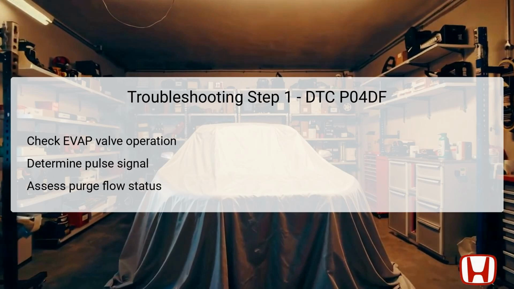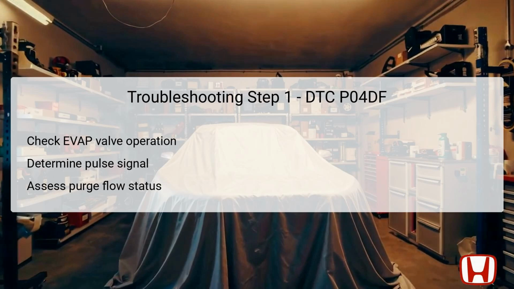The first troubleshooting step for a P04DF code involves checking the operation of the EVAP canister purge valve. Start by verifying whether the valve opens and closes normally. Use a pulse method to check for a signal from the valve to the FTP sensor during purge flow, which is crucial for determining if the purge flow is operating correctly. If the pulse exists, you would classify it as OK, with indications that the purge flow is adequate and that there isn't a failure of the EVAP canister purge valve.